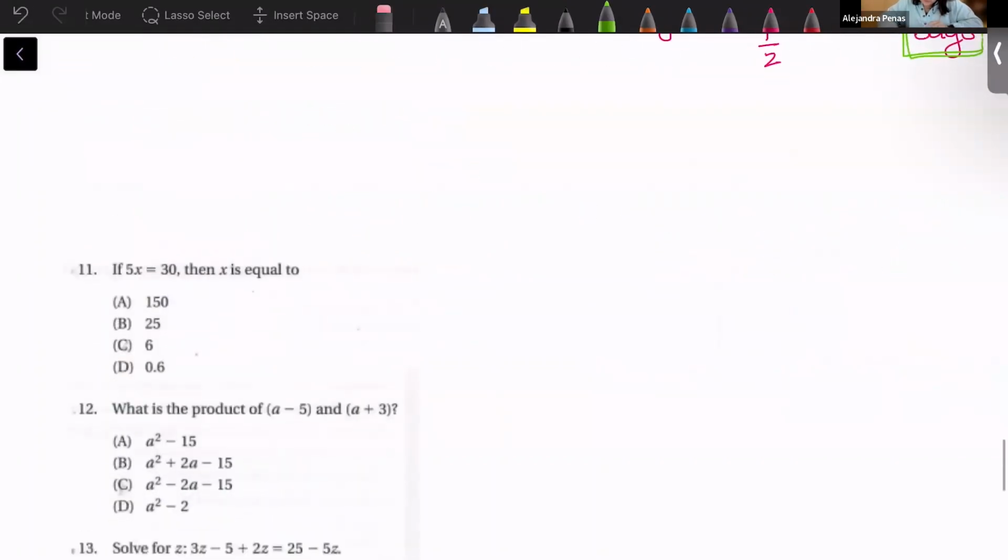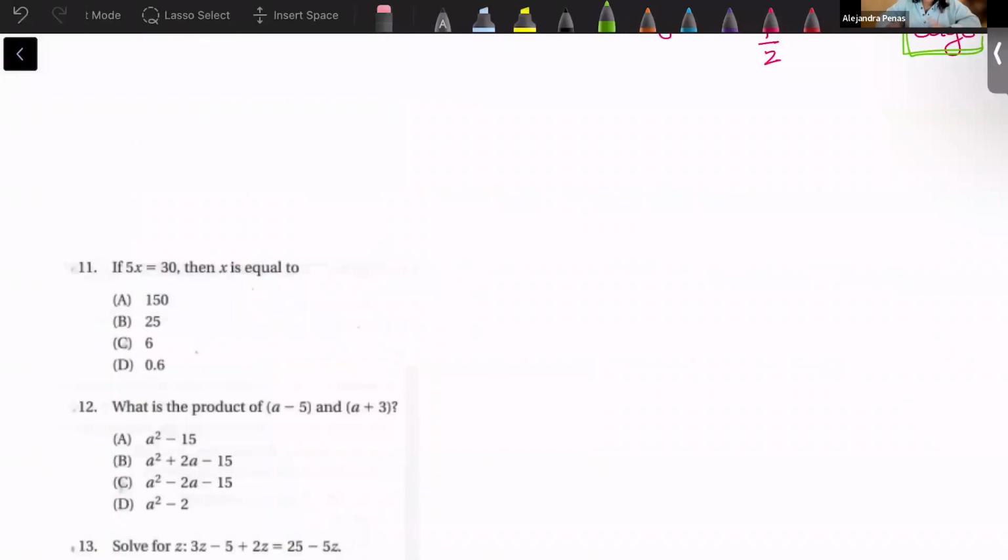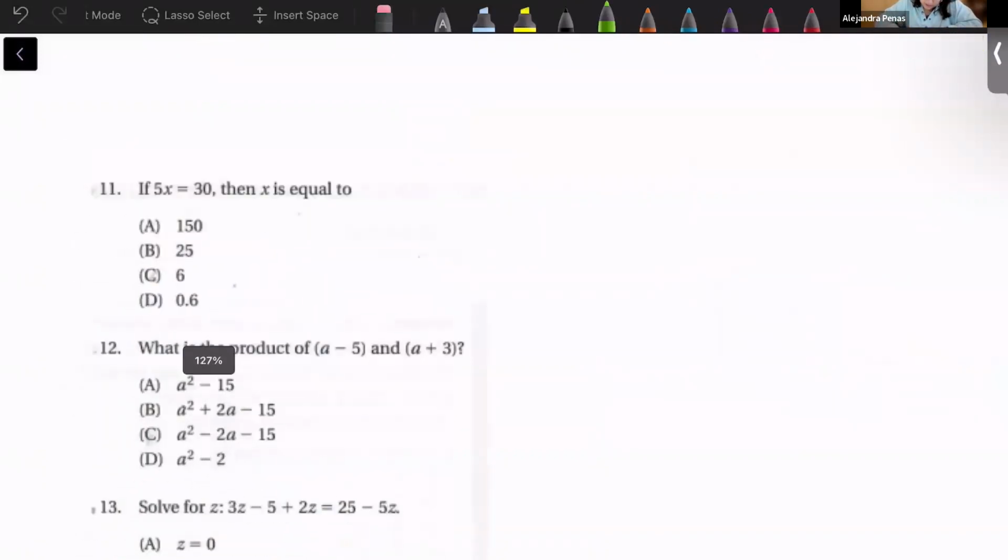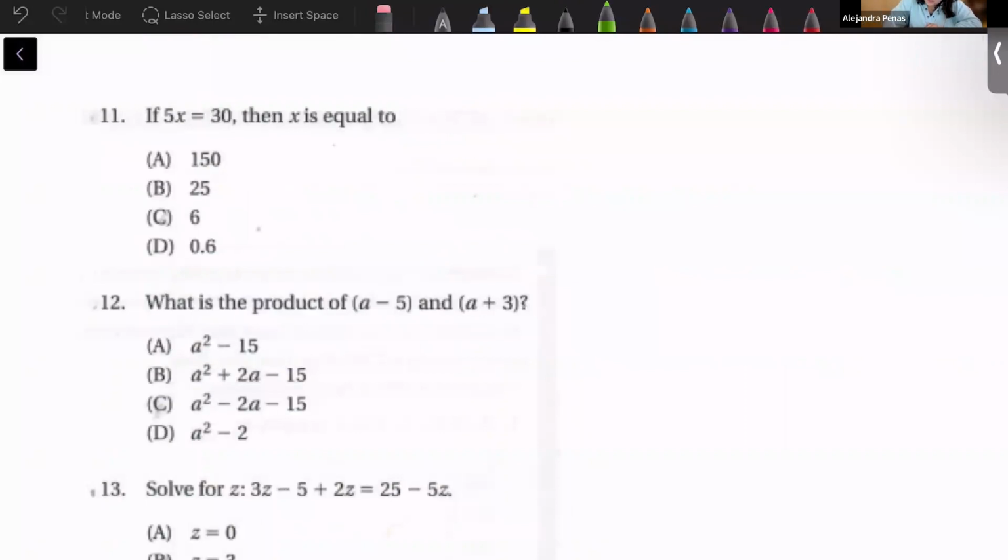All right, so these questions that I have here are some math knowledge practice because I know one of you guys mentioned you wanted to do some math knowledge. So let's take a look at this very first one. For this very first one, we have that 5x is equal to 30, and we just need to figure out the value of x.